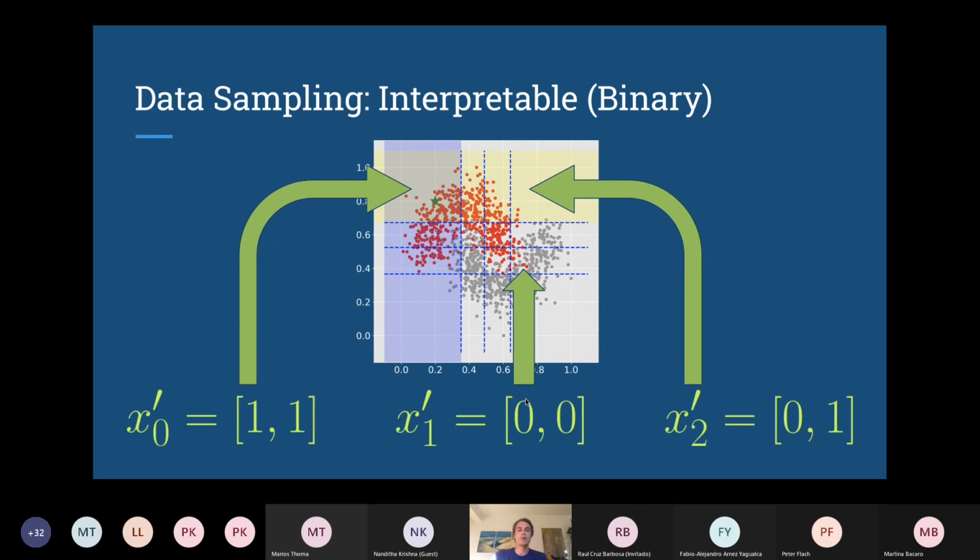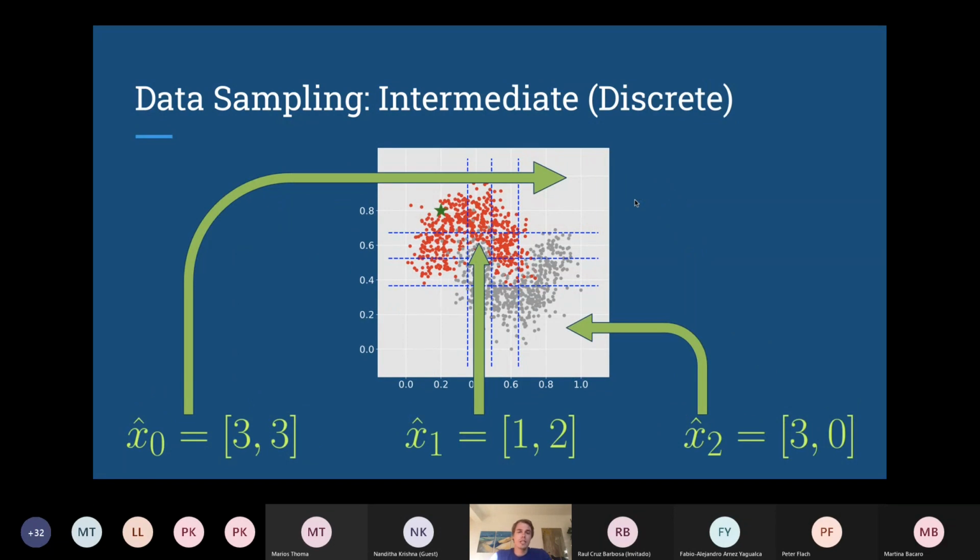Well, for binary, you can only sample from two different values on each feature. And all you would get is, well, if you sample 1, 1, you would know that it's somewhere in this region, blue and yellow. If you would sample 0, 0, this would mean that it's somewhere in the region without any color. And 0, 1 would, for example, mean that it's somewhere in only the yellow region.